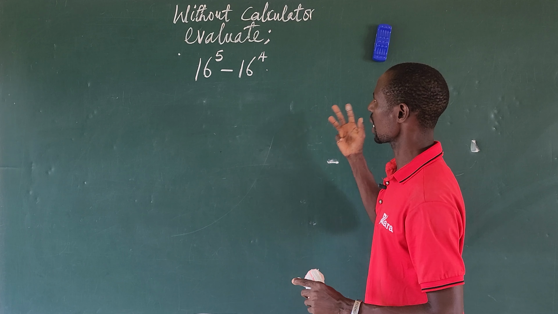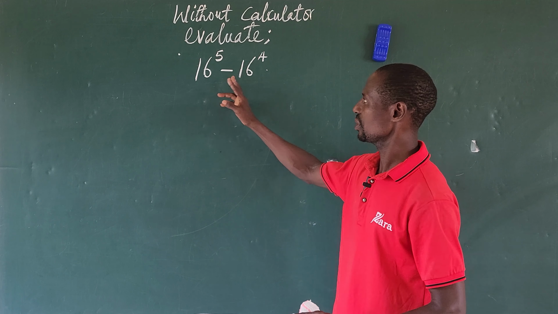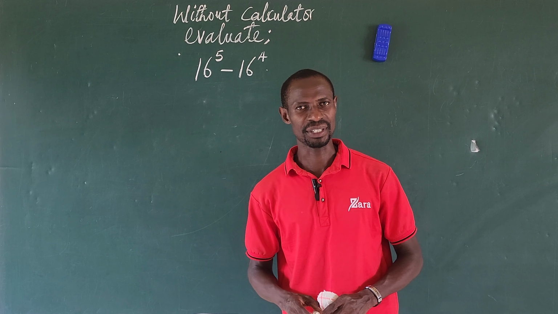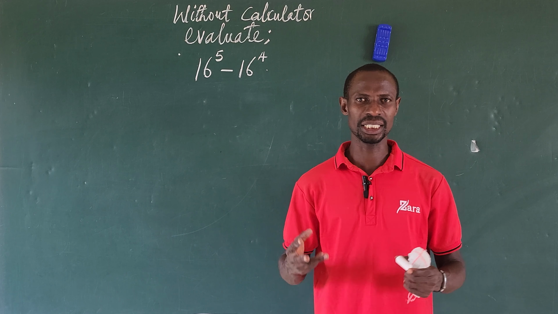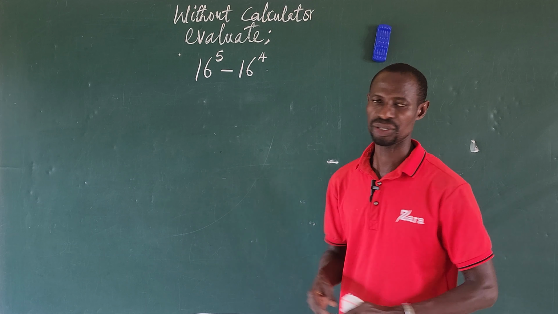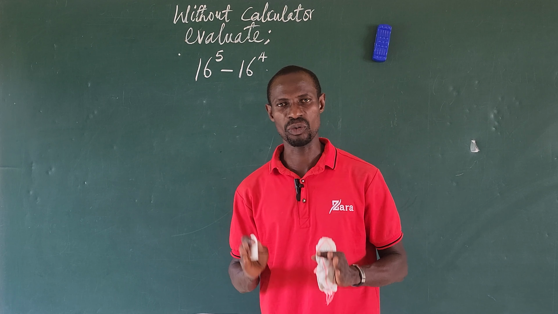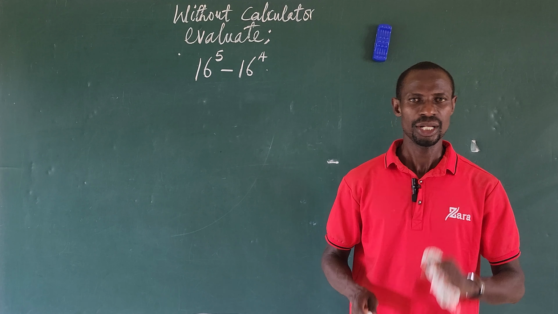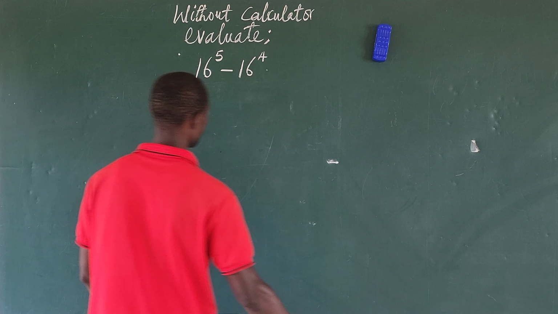The question is, without calculating or evaluating, 16 to the power of 5 minus 16 to the power of 4. Again, you must have seen this question or this challenge on the internet, but today I'm going to show you a quick method, a quick approach to solving this without the use of the calculator. So let's go into today's challenge without much waste of time.